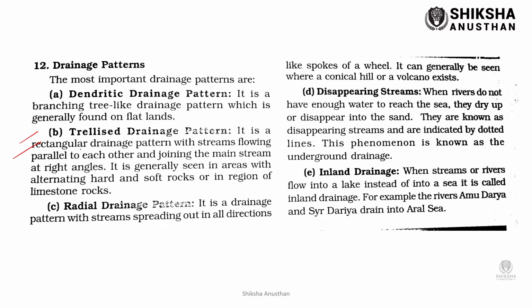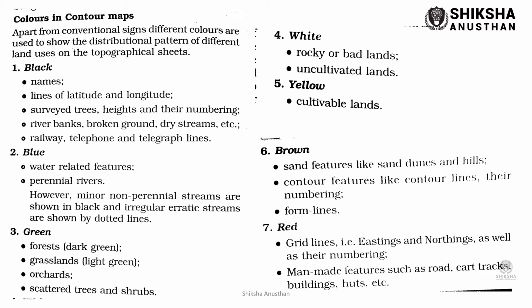Then inland drainage. When the streams and rivers flow into a lake instead of a sea, it is called inland drainage. Okay. Now let us know some of the color representation of the maps. Apart from the conventional signs, different colors are used to show the distributional pattern of different land uses on the topographical sheets. The first color here we consider is black.